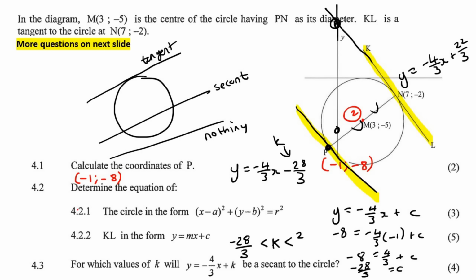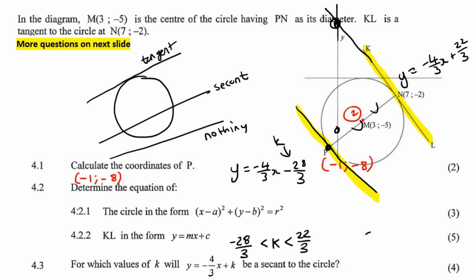And anything smaller than 22 over 3. If you would like to write it in interval notation, then you could say that k can be an element from negative 28 over 3 up to 22 over 3.